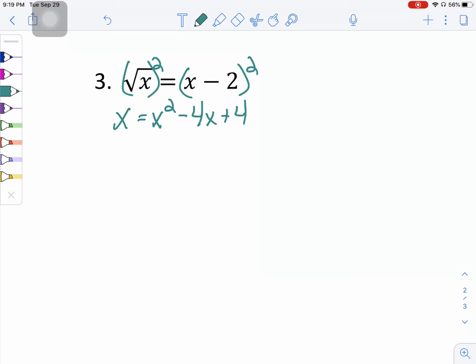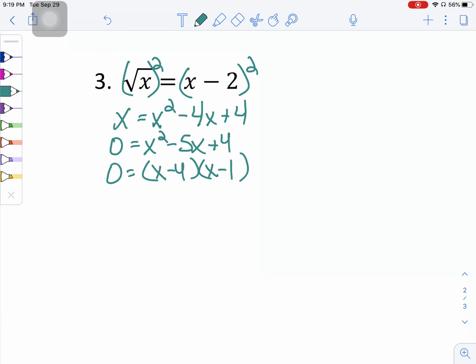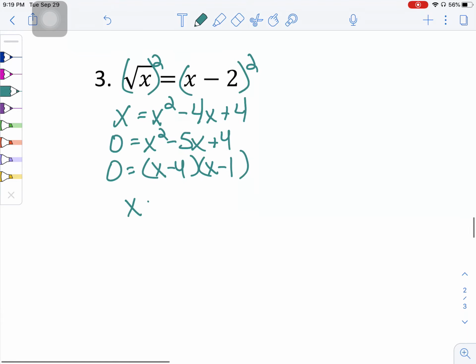I'm going to subtract x from both sides. So x squared minus 5x plus 4. I'm going to factor this. So x minus 4, x minus 1. I'm going to solve it. X is equal to 4, x is equal to 1, and the answer is maybe. Maybe it is. I don't know.